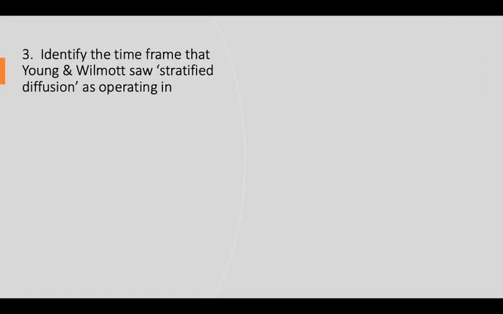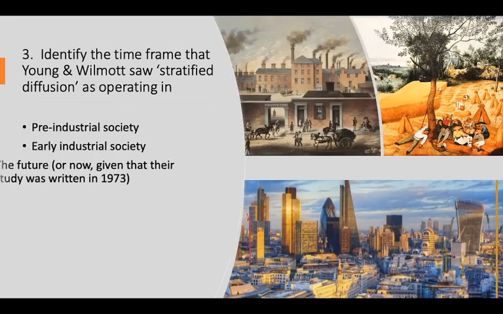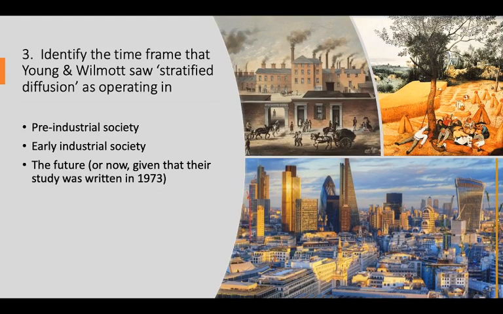Then identify the time frame that Young and Wilmot saw stratified diffusion as operating in. So this is when that sort of stratification that is happening. When is this changing? So when is this going to diffuse? Is it going to happen in pre-industrialized society, early industrial society, or the future or now? So they said it was going to be in the future or now, given that the study was in 1973.